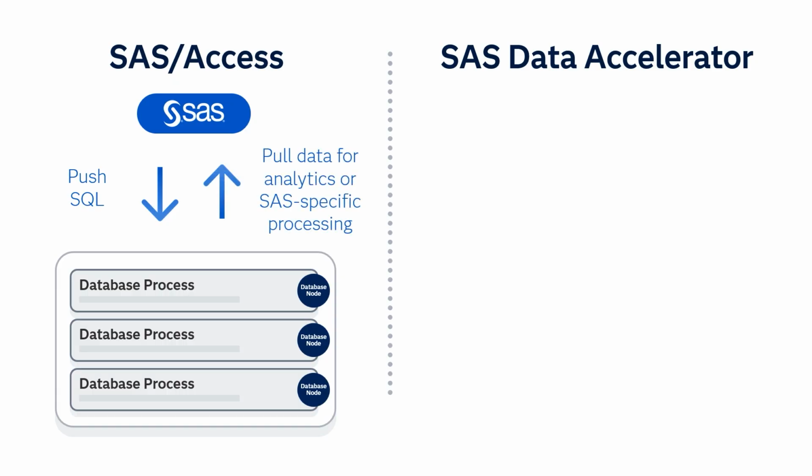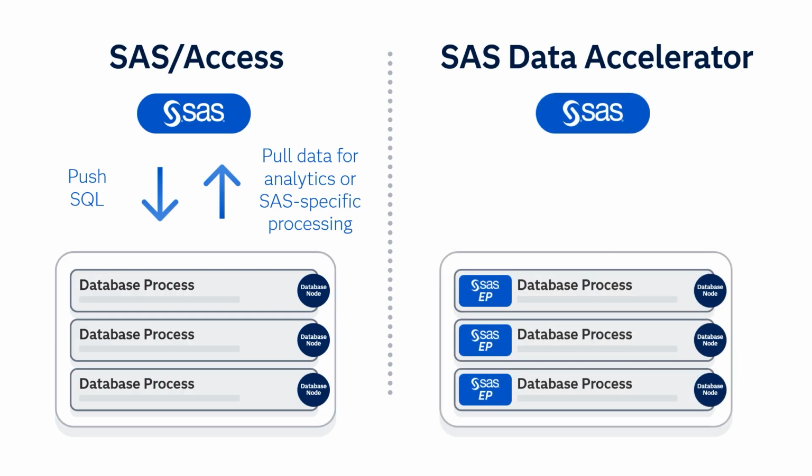However, when complex analytics or SAS-specific processing is required, data often needs to move between the database and SAS for execution. SAS Data Accelerator takes this concept further by enabling SAS analytics and processing to execute directly in database. The SAS embedded process is integrated within each database node, which allows you to efficiently move computation power to the data rather than transfer the data to the compute server.